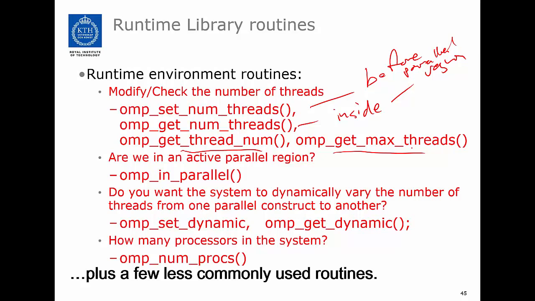OMP in parallel is useful if you have code that can be called from both parallel regions and from outside parallel regions. If you don't know if you are in a parallel region or not, this is useful. OMP set dynamic and get dynamic can be used to allow or disallow the runtime system to vary the number of threads from one parallel construct to another one. And to find out how many processors you have in the system, OMP num procs can be used. Again, there are a lot of other routines that are less commonly used, and you can read about them in the specification.